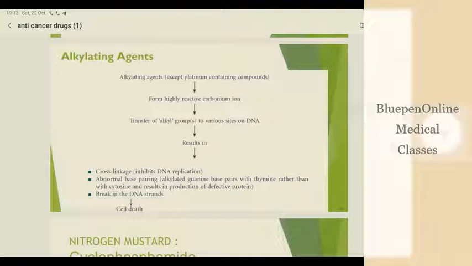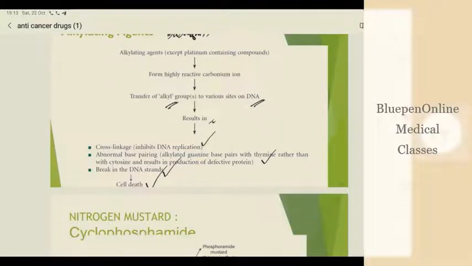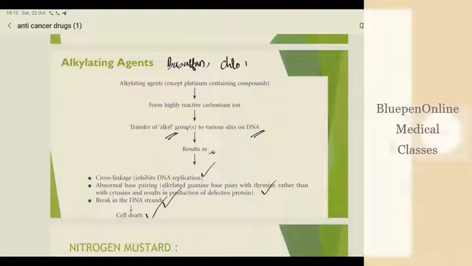Alkylating agents, except platinum containing compounds, form a highly reactive carbonium ion. They will transfer alkyl groups to various sites of DNA. This results in cross linkage, abnormal base pairing, break in DNA strands and cell death. So you have to know the examples. Example is busulfan. Then there is chlorambucil. So these are alkylating agents.